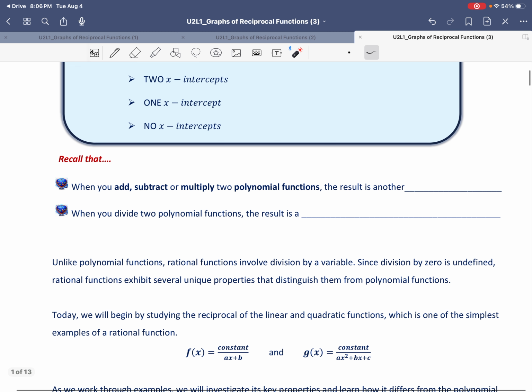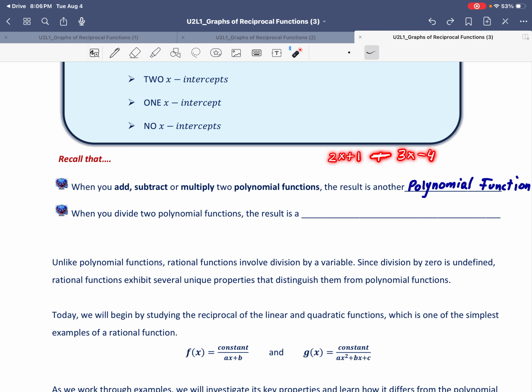Before we begin, let us review an important idea. When we add, subtract, or multiply two polynomial functions, the result is another polynomial function. Imagine having, for example, the function 2x plus 1 and the polynomial function 3x minus 4. If you add these two, then we get another polynomial function of first degree.